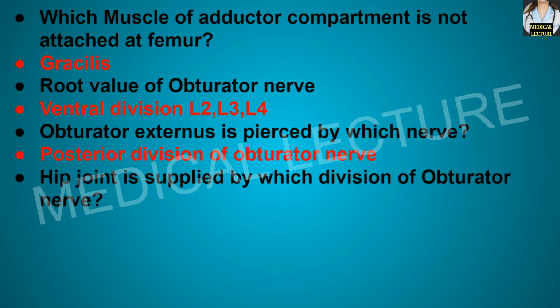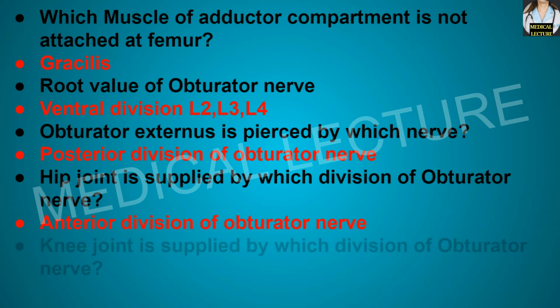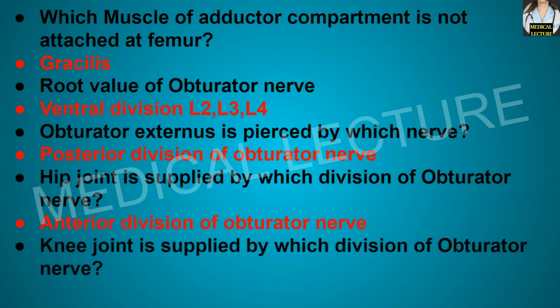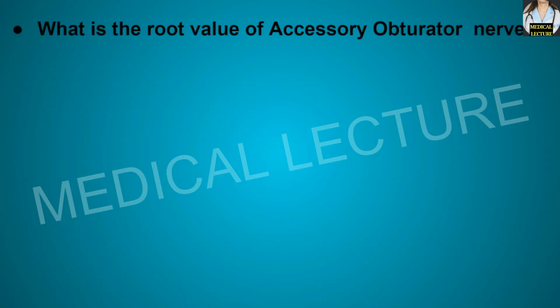Hip joint is supplied by which division of the obturator nerve? By the anterior division of the obturator nerve. And the knee joint is supplied by which division of the obturator nerve? By the posterior division of the obturator nerve. What is the root value of the accessory obturator nerve? Root value is L3, L4, and it basically supplies the pectineus muscle and the hip joint.